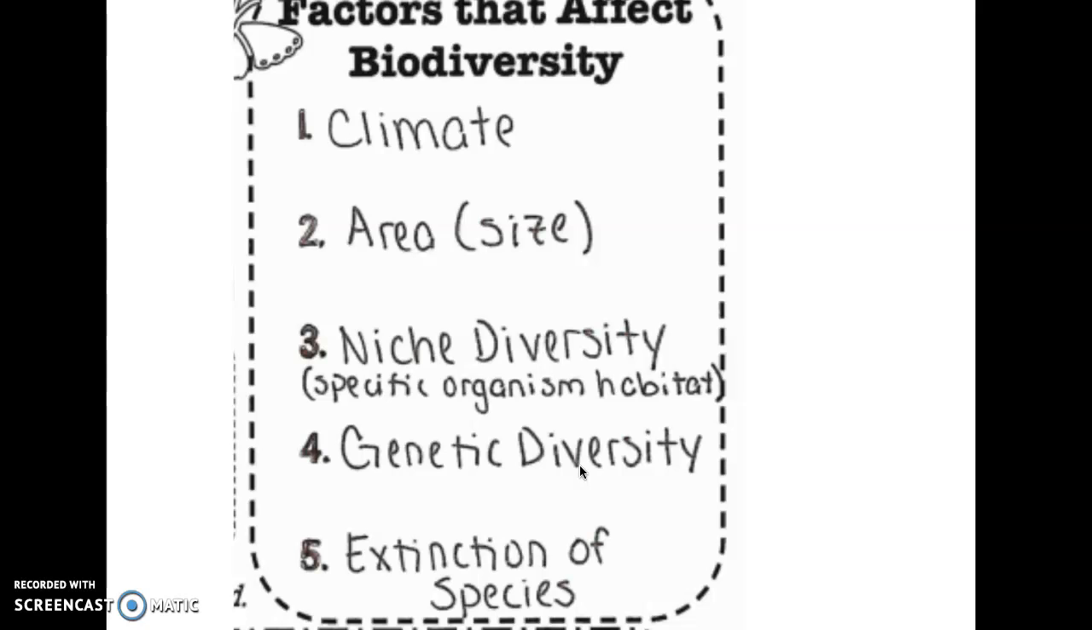And then extinction of species also plays a part in my biodiversity. The more species that I lose or that become extinct, the less biodiversity I have. I hope that is pretty understandable. If I kill a bunch of species off, I'm going to have less.